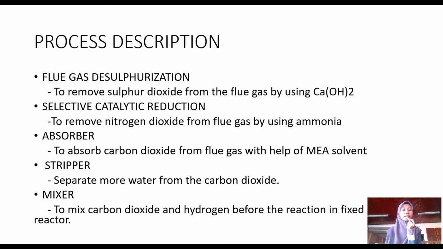Flue gas desulfurization is to remove sulfur dioxide from the flue gas by using calcium hydroxide, and selective catalytic reduction is to remove nitrogen dioxide from flue gas by using ammonia. The absorber absorbs carbon dioxide from flue gas with the help of MEA solvent, which is monoethanol amine. The stripper separates more water from the carbon dioxide, and the mixer mixes carbon dioxide and hydrogen before the reaction in the fixed bed reactor.